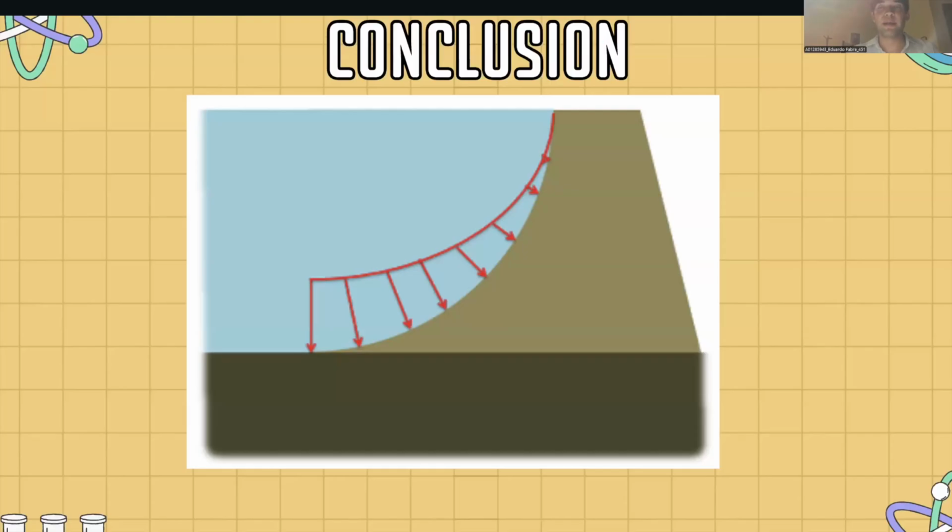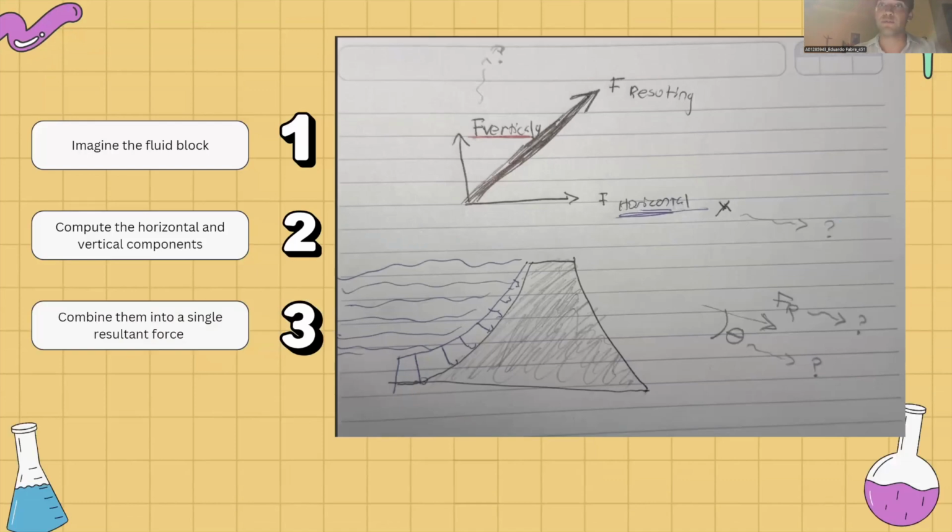So to summarize everything we have seen in this video, we learned about how the hydrostatic forces act upon a curved wall specifically, because we have learned about how they act on a triangular wall or a vertical wall. But today we learned a three-step process that you can consistently use, as you can see in my notebook. First, you have to imagine the fluid block, and here we're using the example from the previous slide. You compute the vertical force and the horizontal force. And using this, you can find the angle and the resulting force.